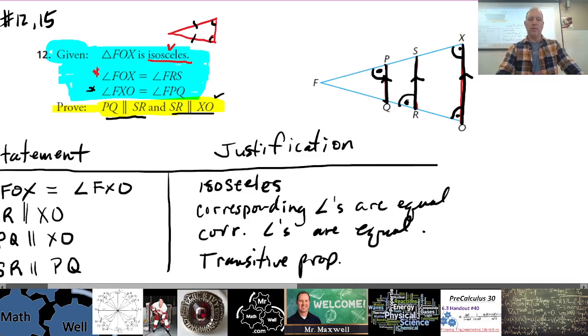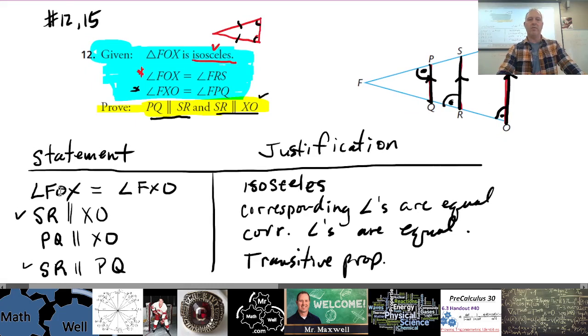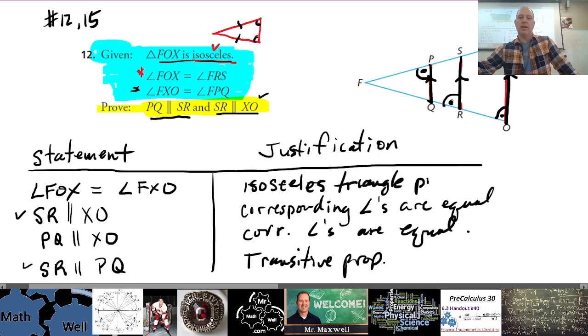So what's my first statement then? Angle FOX is equal to angle FXO because we have an isosceles triangle. Now that wasn't given, it was part of this given, so I'm going to say isosceles triangle property. You can be a little more exact with that. And so we can establish that these two are equal.